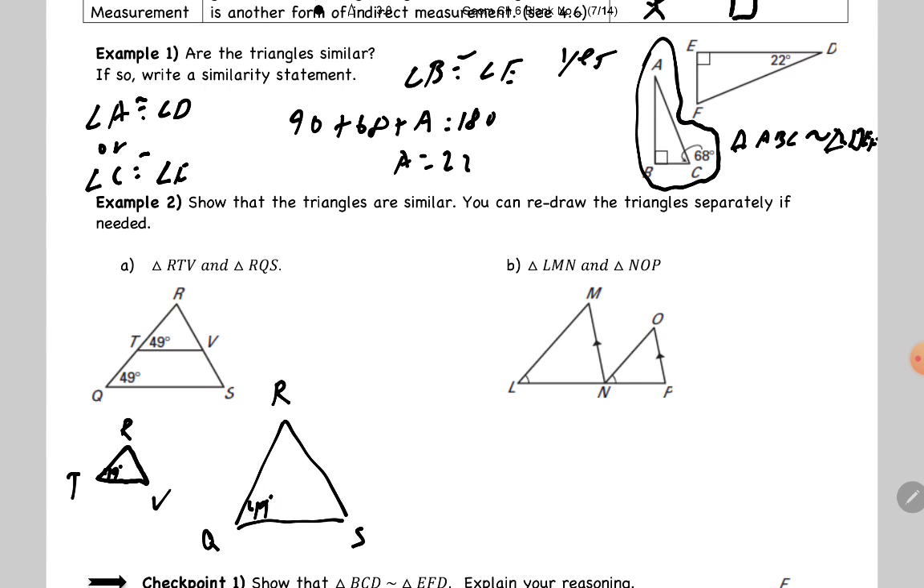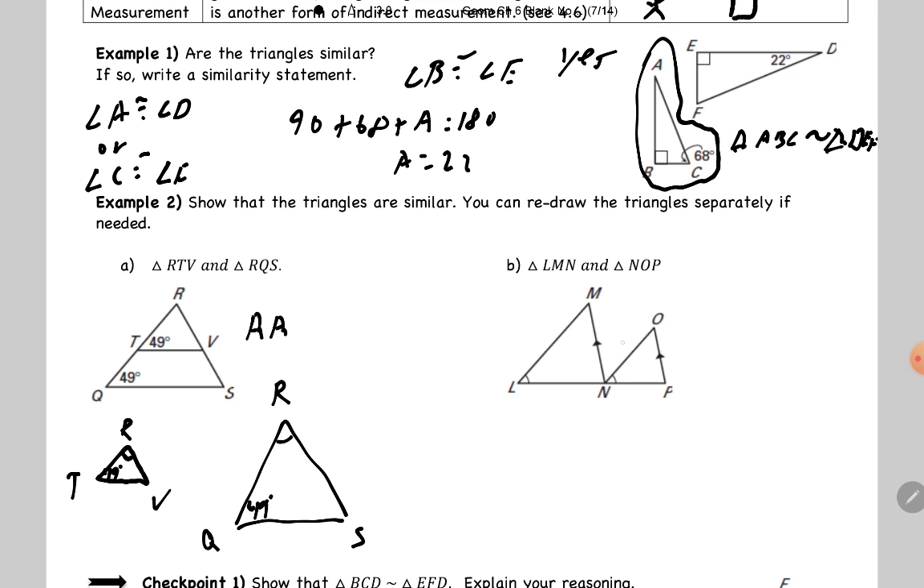And angle R is congruent to itself. They both share the same top there. So those angles are the same. Therefore, they are similar by AA, double A, angle similarity theorem.